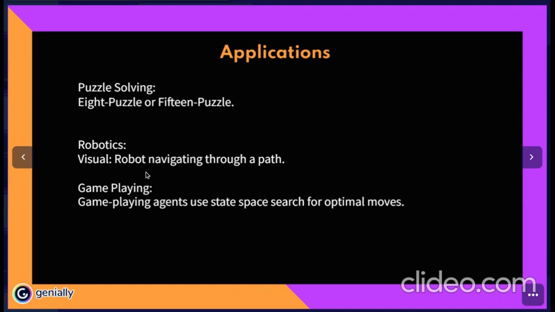Next up, let's talk about robotics. Picture a robot in a maze. Try to imagine that. So, state space search helps the robot to find the path efficiently, avoiding obstacles and reaching the destination. Lastly, let's consider game playing. Whether it's chess or any other strategy game, state space search allows game playing agents to evaluate different moves and choose the one that leads to victory.